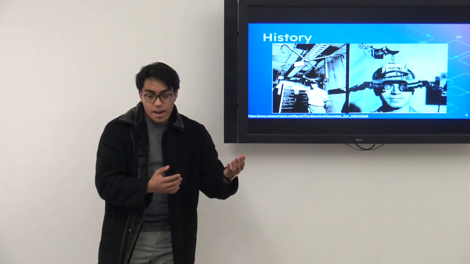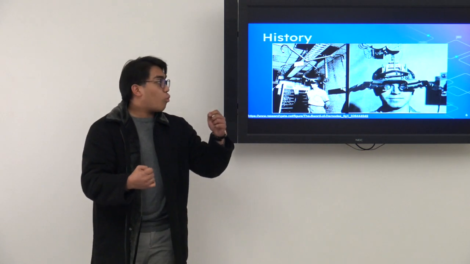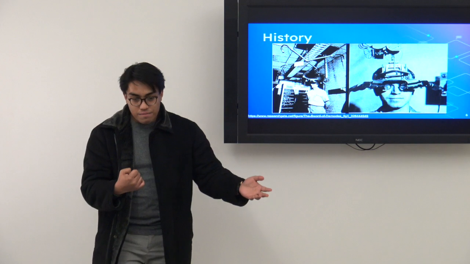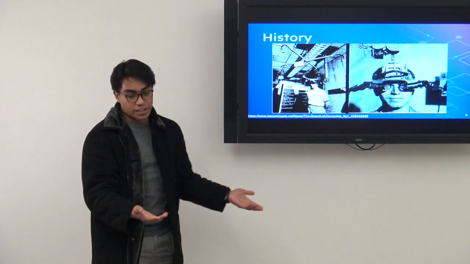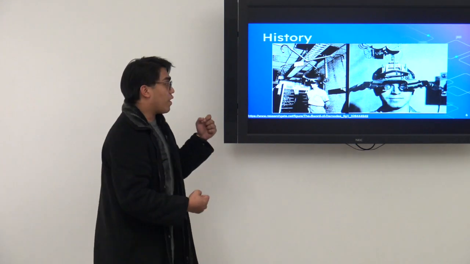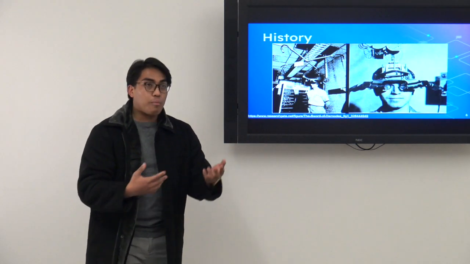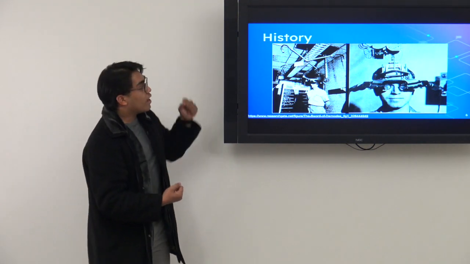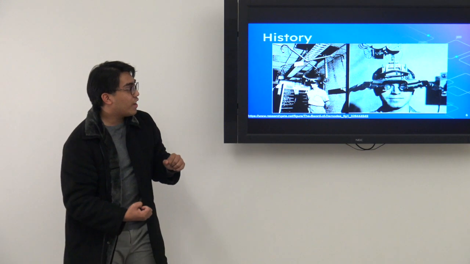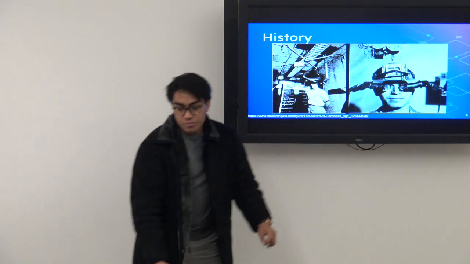Some more history. The first ever head-mounted display of VR goes to Ivan Sutherland and his colleagues, also in around the mid-1960s. However, that's not necessarily what you would think of when you think of a VR headset. As you can see, it's quite large and clunky, and you only see two reticles right there.